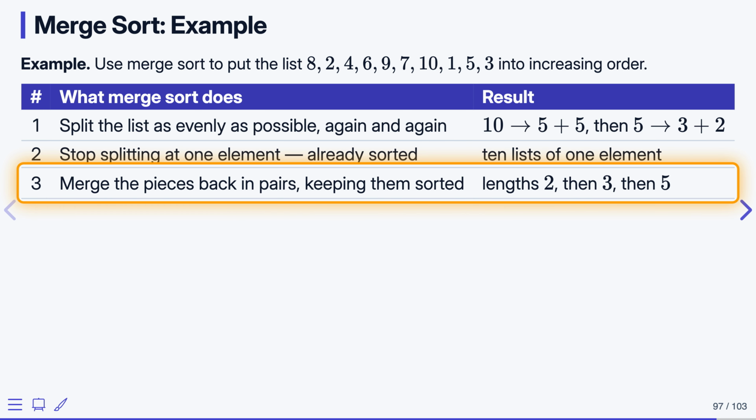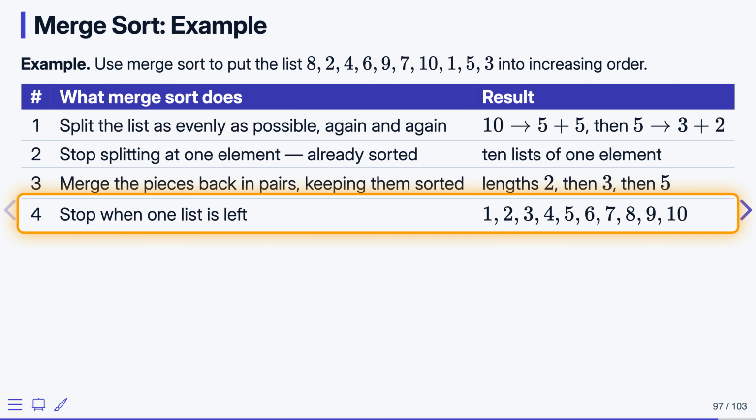Step 3. Now the pieces come back together in pairs. Each merge keeps the results sorted. The merged lists have length 2, then 3, then 5. Step 4. We stop when one list is left. It holds the numbers 1 through 10 in order. The picture on the next slide shows the whole run.